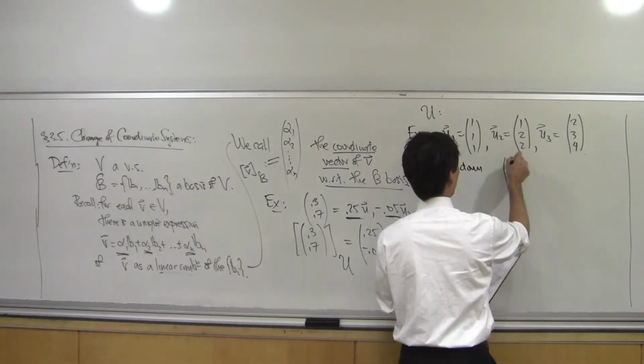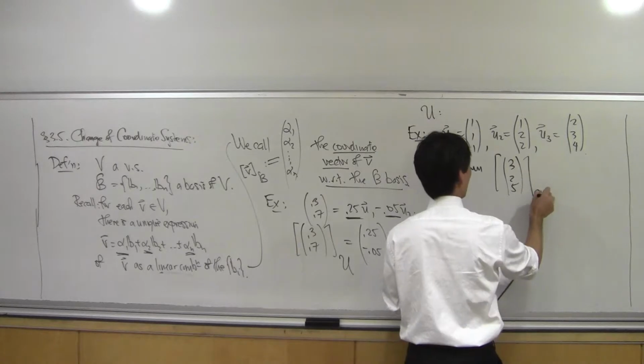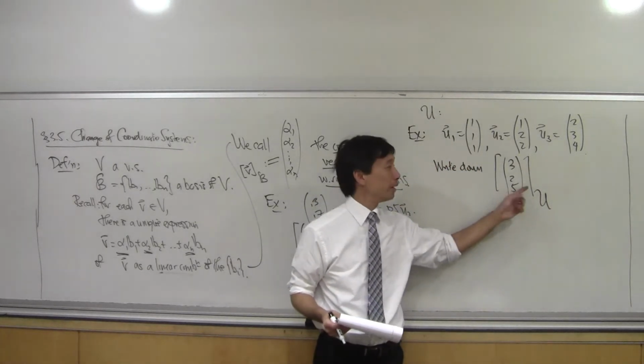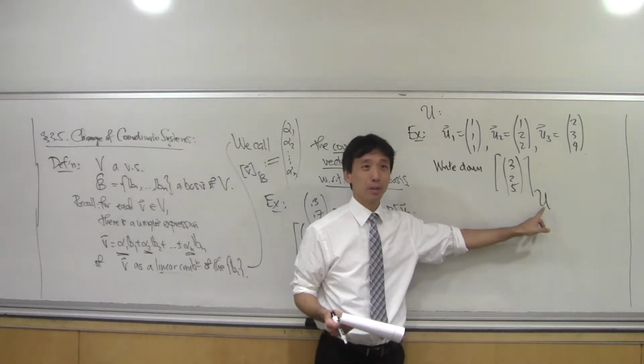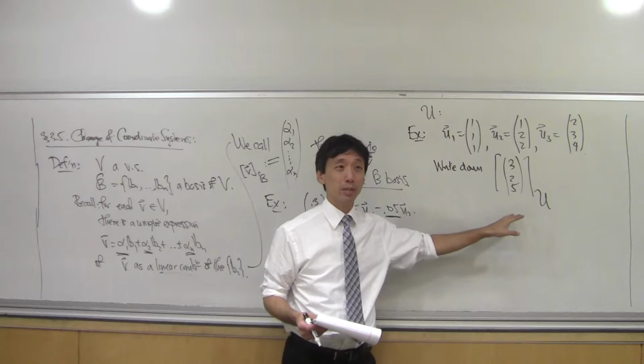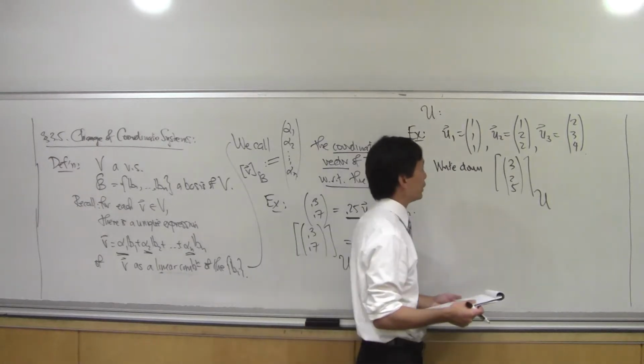(3, 2, 5), the coordinate vector of (3, 2, 5) with respect to the U basis. Okay, so see if you can do it. Take a minute and figure out what you have to do.